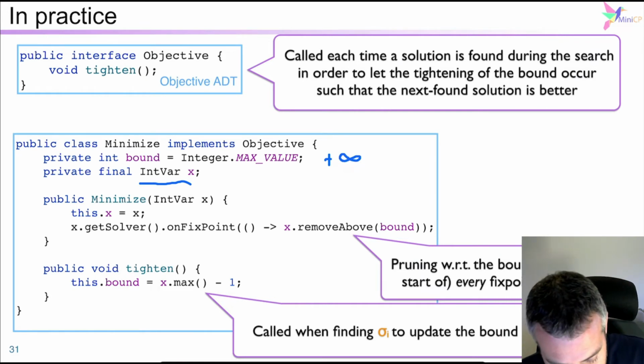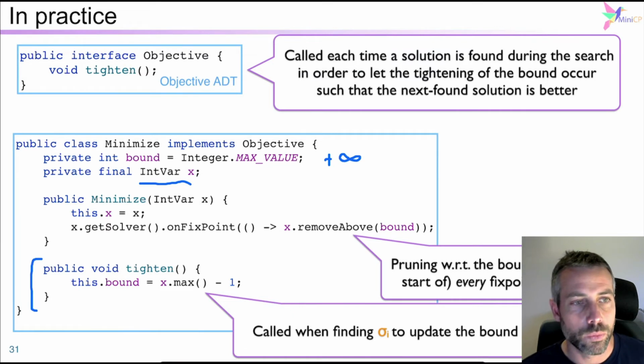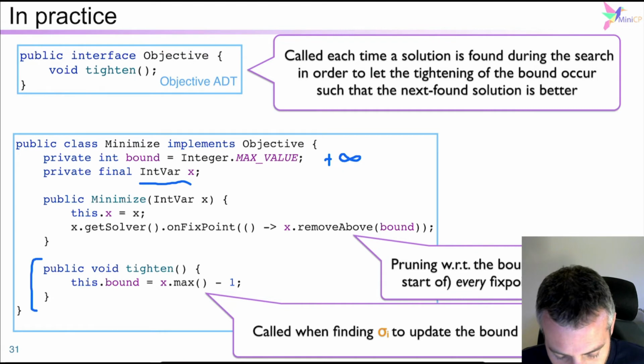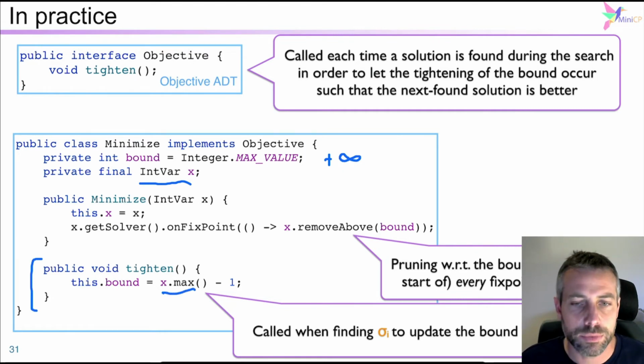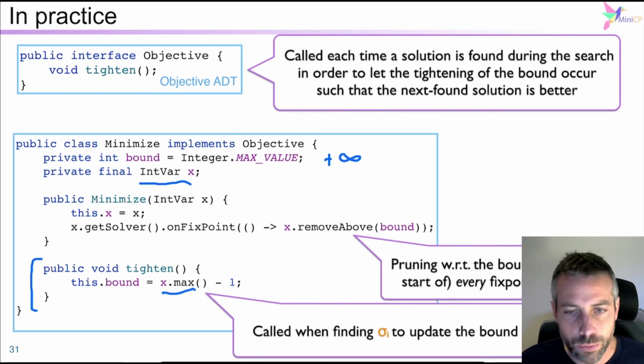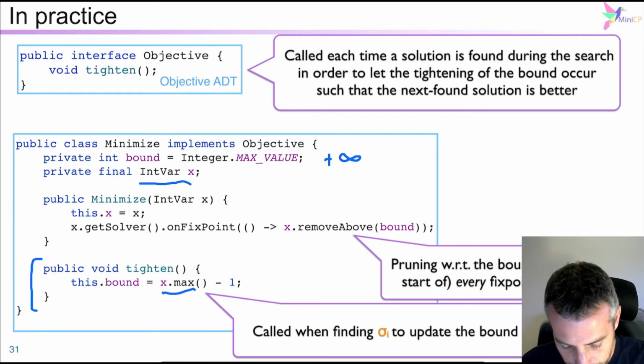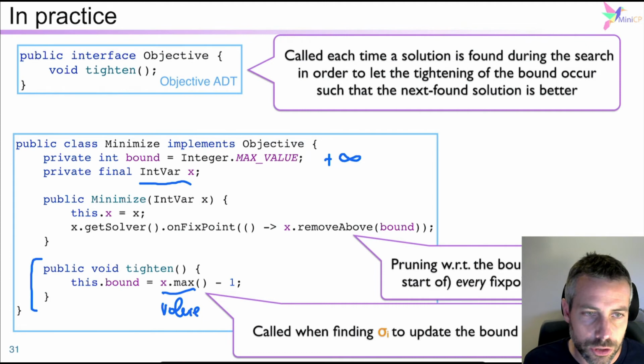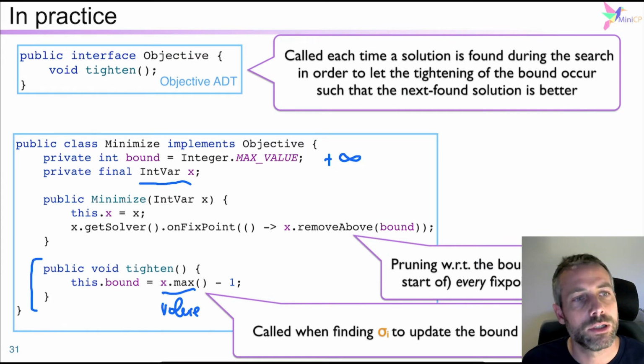Every time you call Tighten, what we do is capture the objective value. So we take the max here because we know that the objective is bound at that time. It's fixed to some value. So that's the current value of the objective. And we say that the new bound is equal to the value of max, and we do -1 to say that the next one should improve at least by 1 unit. Because it's an integer variable, we have no fractional improvement possible there. So it should improve at least by 1 unit.